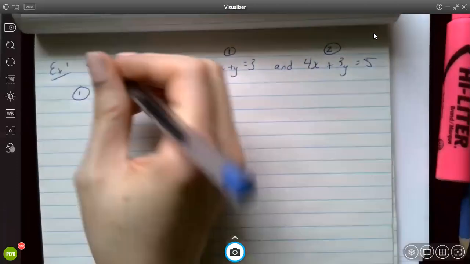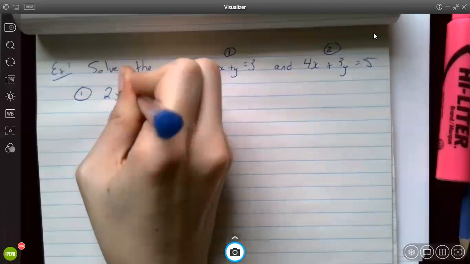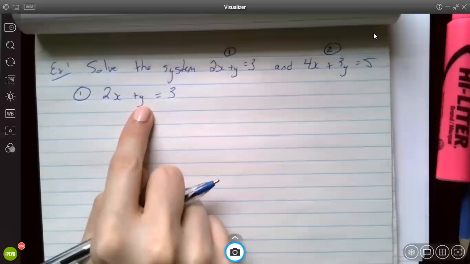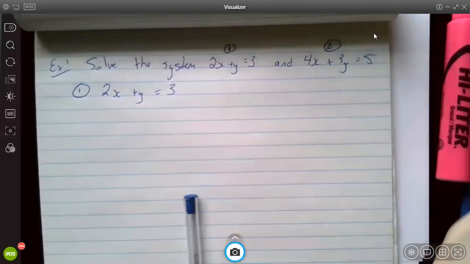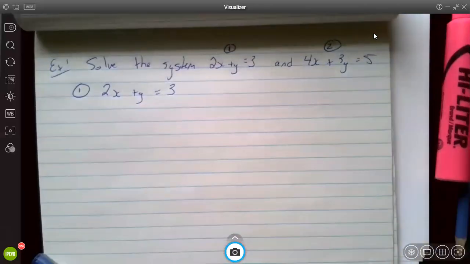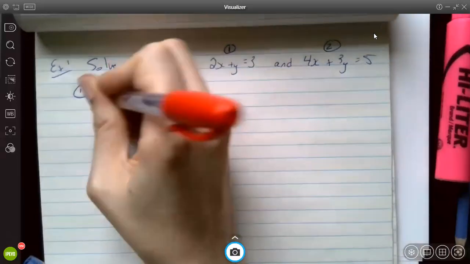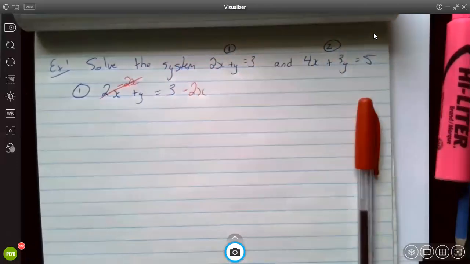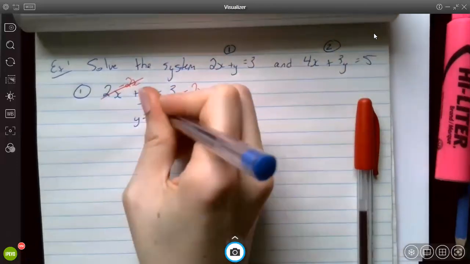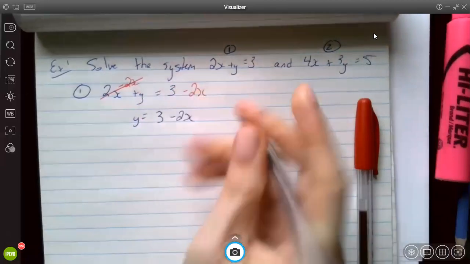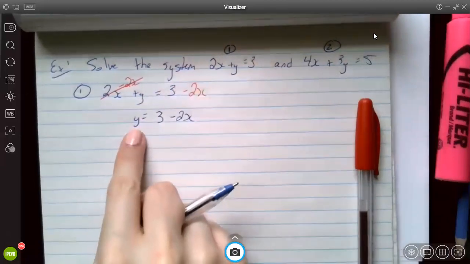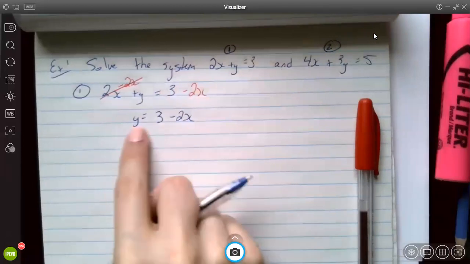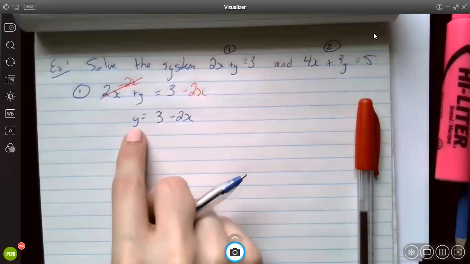So I'm going to start with my first equation, 2x plus y equals 3. And then I need to get the y by itself. So in this case, that just means moving the entire 2x to the other side. And so I'll do that by subtracting 2x from both sides. So that leaves me with y equals 3 minus 2x. Again, it doesn't have to be the y that you get by itself. In this case, it was just the easiest one. But we're not trying to put this into slope-intercept form. We're just trying to get a variable by itself.